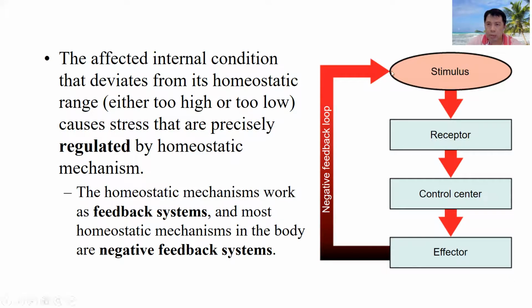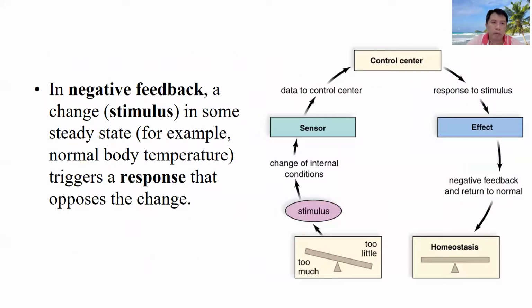As we discussed just now, everything starts from the stimulus, receptor, control center, and effector. The effector will give the response. This response provides a negative feedback loop. Homeostatic mechanisms work as a feedback system, and most homeostatic mechanisms in the body are negative feedback systems. In a negative feedback system, a change or stimulus in some steady state, for example normal body temperature, triggers a response that opposes the change. So this response will counter the change. Like an increase, it will try to bring the body temperature down and return it to the normal temperature.